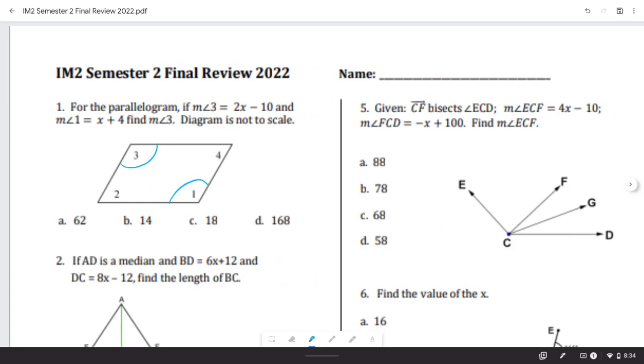So what we do is we set up 2x minus 10 equals x plus 4, and then we're going to solve for x. Now, you're going to solve for x, but you have to make sure you read the directions carefully because it says find angle 3. So after we solve for x, we are going to plug it in, and then we're going to find angle 3.